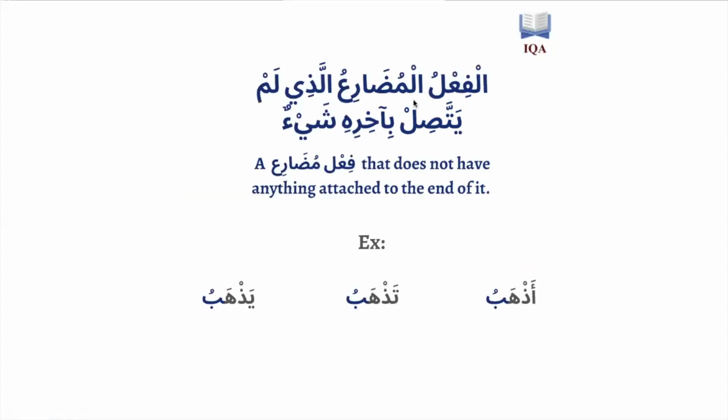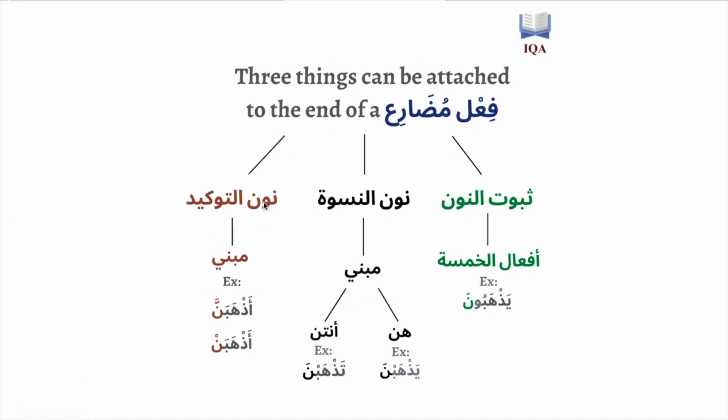And that's why we say a fi'l mudari' that does not have anything attached to the end of it. What does this mean? It doesn't have nunu tawkid attached to the end of it, because then it will make it mabni. And it likewise doesn't have nunu niswa attached to the end of it, because then also it will make it mabni. The third type of thing that can attach itself to the back of fi'l mudari' is thubut an-nun.